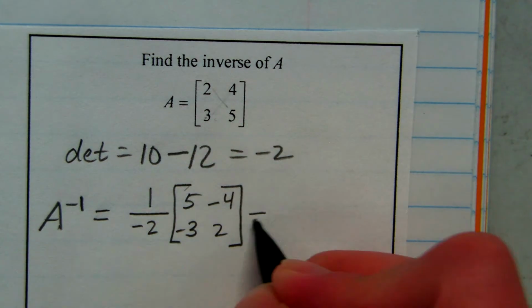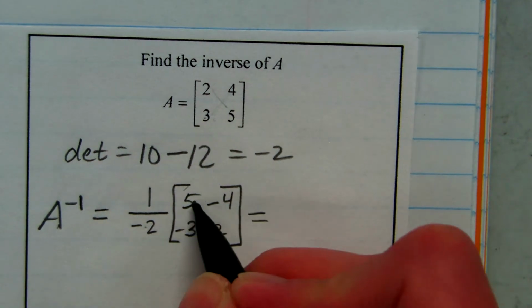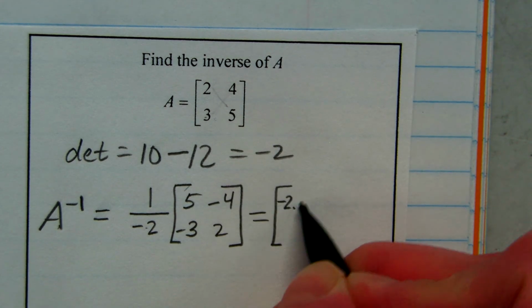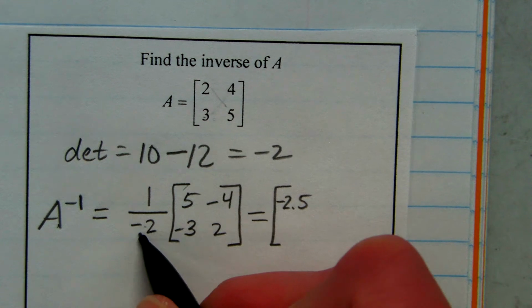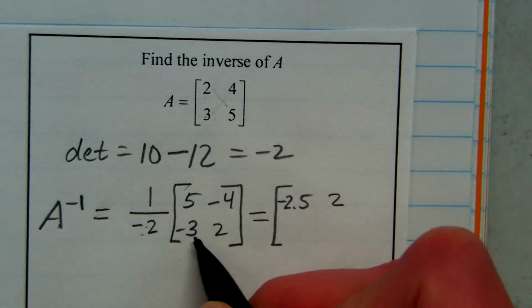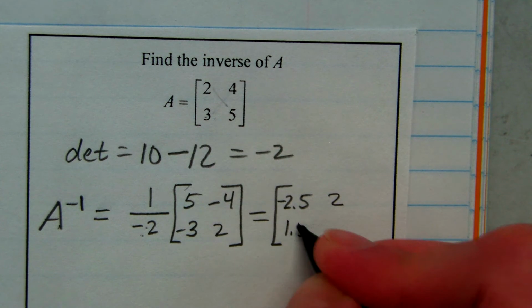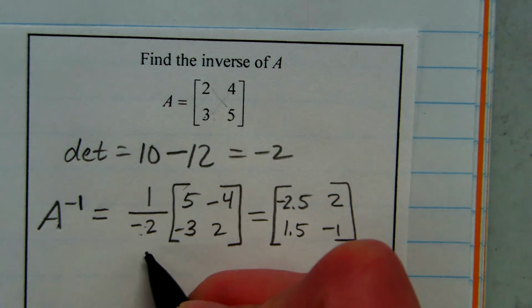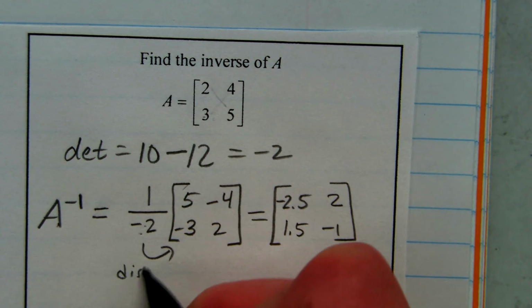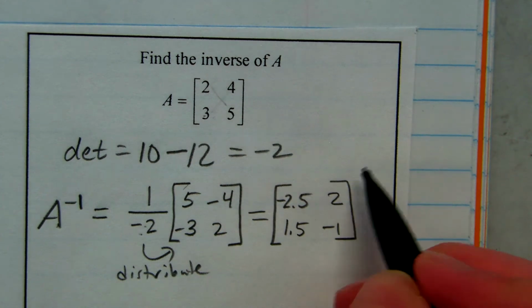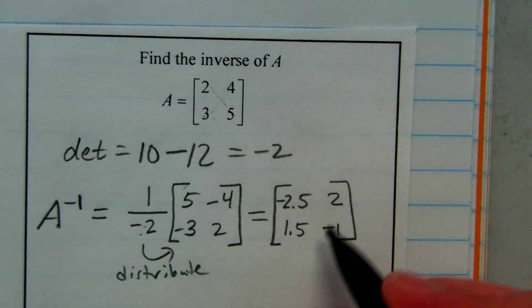So it's -1/2 of 5, which is -2.5. -1/2 of -4 is 2. -1/2 of -3 is 1.5. -1/2 of 2 is -1. So you just distribute that out. That is scalar multiplication that we did on the first day of matrices. And then this is my final answer right here.